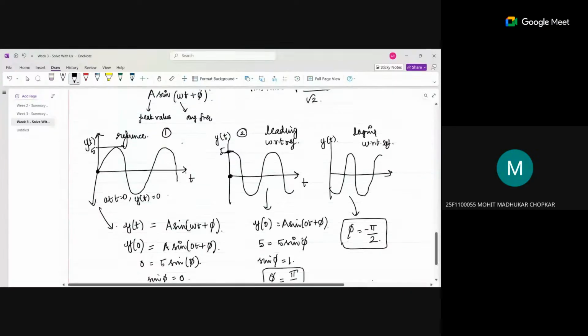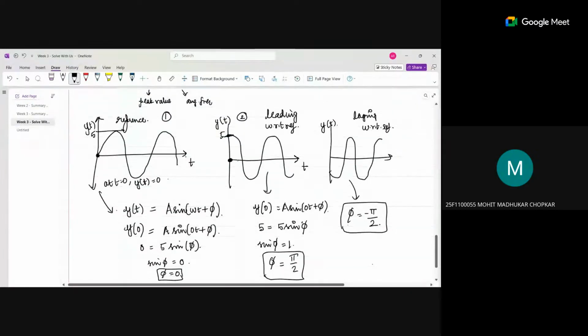Ma'am, how did you say that it is lagging and minus pi by 2? See, y of t is 0 here, only at this point y of t is 0. So it is going before this, so it is leading. Whereas here y of t is 0 at this point, so it is lagging. And when it starts from 0, then it is in phase with the reference. Both the phases are equal.